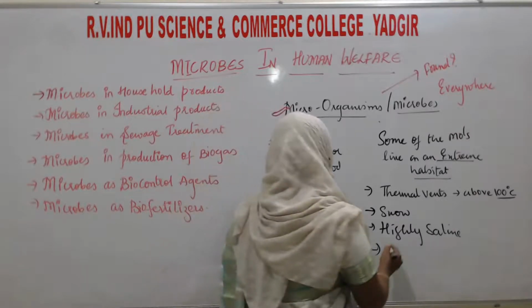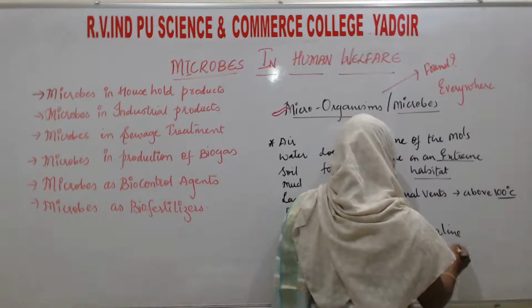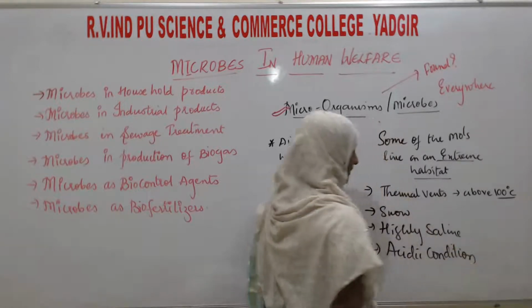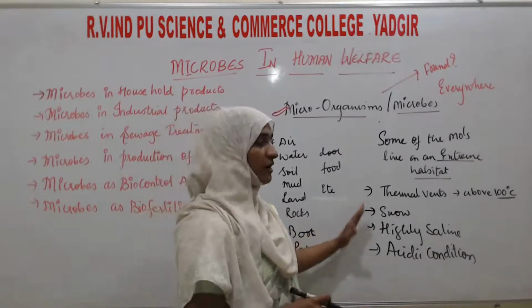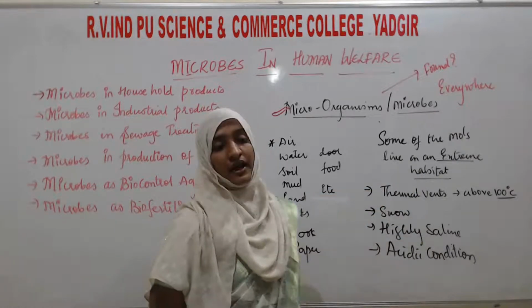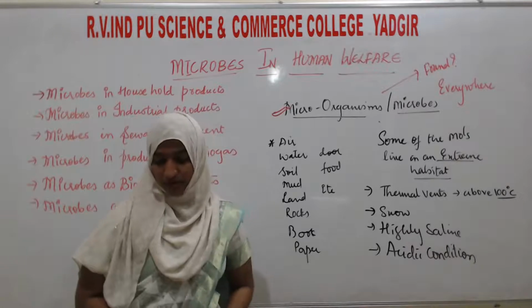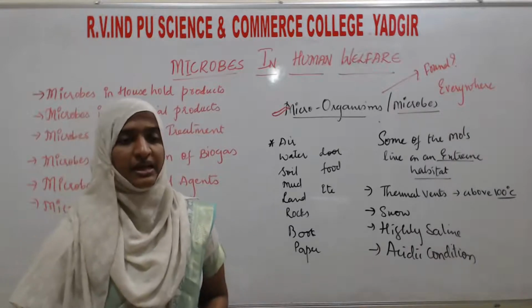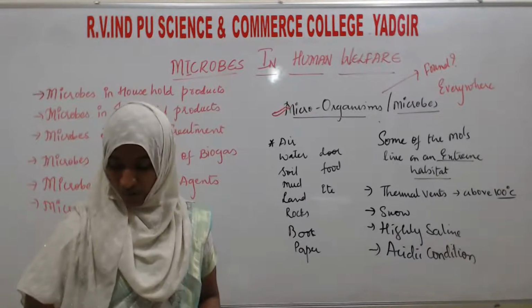In acidic conditions also you will find microorganisms. So this is about the survival of some microorganisms in extreme habitats, where no other organisms can be found. Except for these, microorganisms are also found.